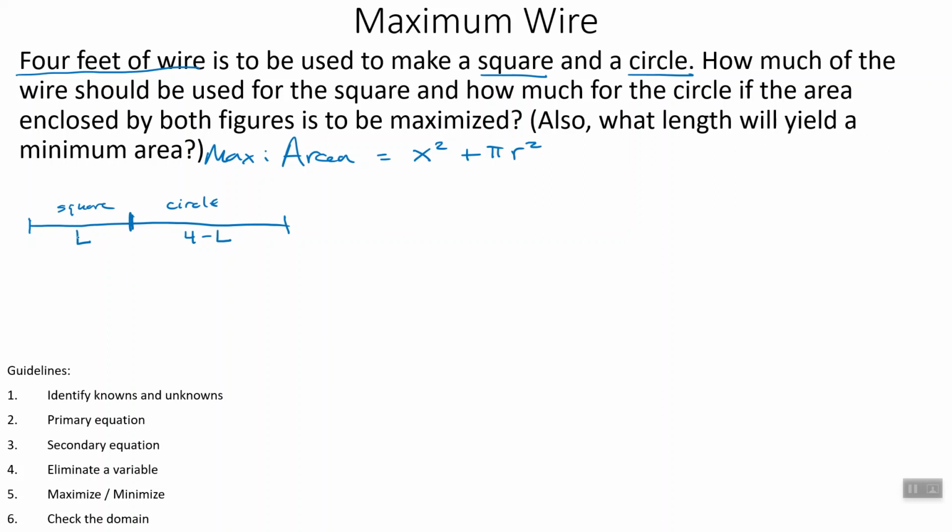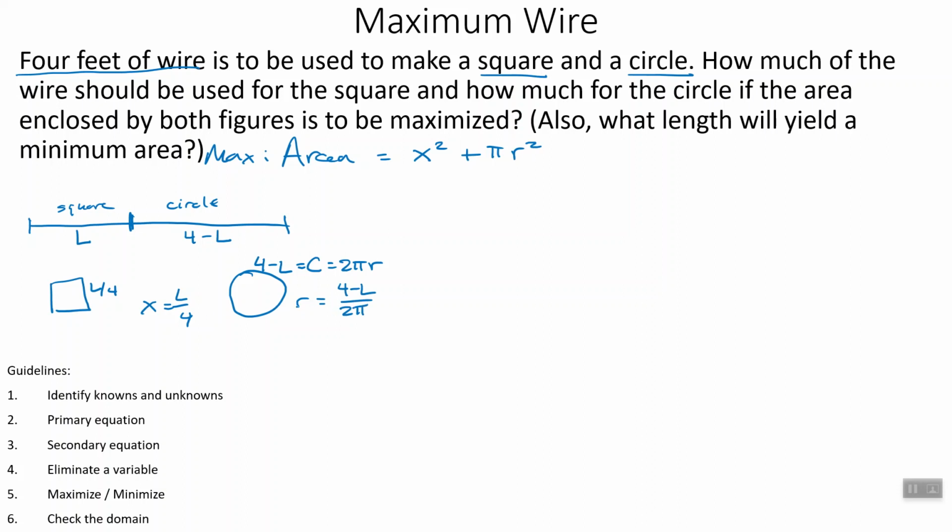Now our square, we're going to take this and bend it around to make a square. Each of these sides is going to be L over 4. So x in this function up here is going to be L over 4. Over here, the circle, we're going to take this and make it into a round circle. So that means the circumference here is 4 minus L. Circumference is 2 pi r. So that means our radius is if we just divide this, r will be 4 minus L over 2 pi.